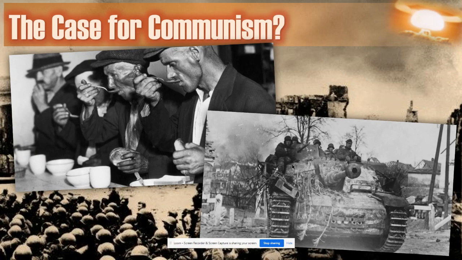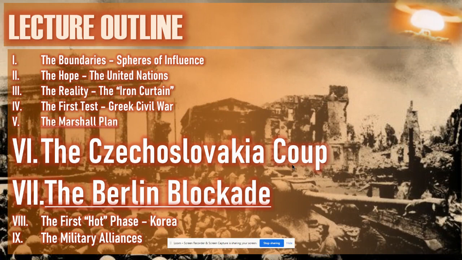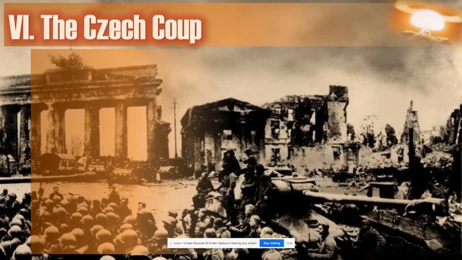It looks like capitalism did not work, and that financial and economic crisis led to eventually the rise of fascism in Italy and in Germany, leading to the Second World War. So there's a real case by many in Europe to say maybe communism is the right answer to how to rebuild a much better society. And that leads to our discussion on what becomes known as the Czechoslovakian coup and the Berlin blockade, which we're going to take a look at in a moment.